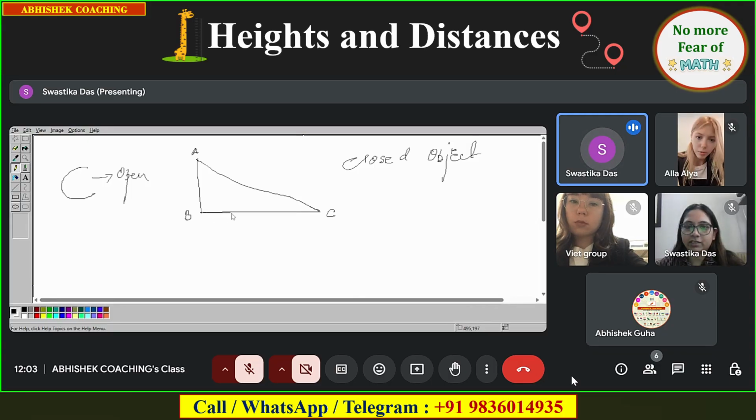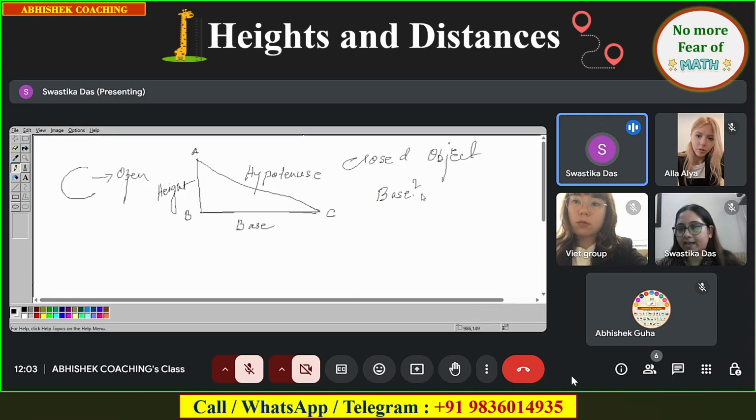The horizontal line, we generally call it the base. The perpendicular line is the height of the triangle, and this one is called the hypotenuse. So this one is the hypotenuse, this is the height, and this is the base. And we have a very famous formula, that is base square plus height square equals hypotenuse square.